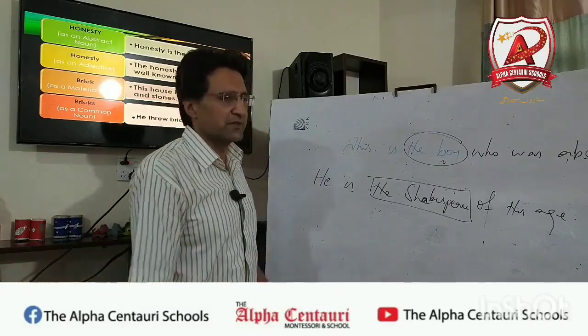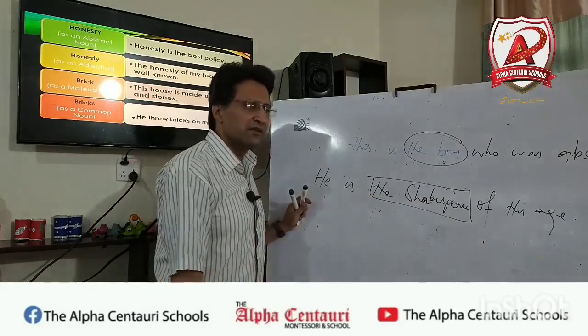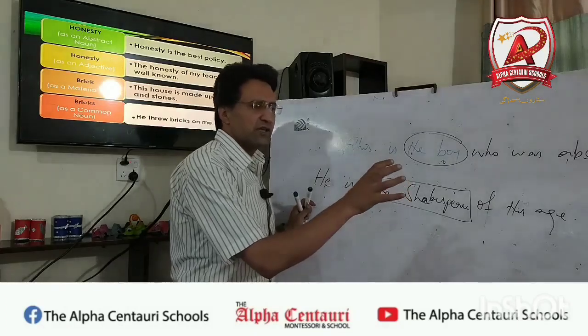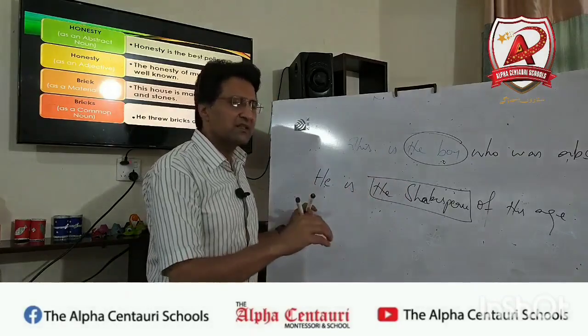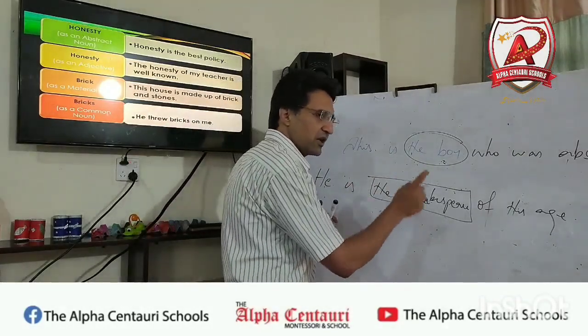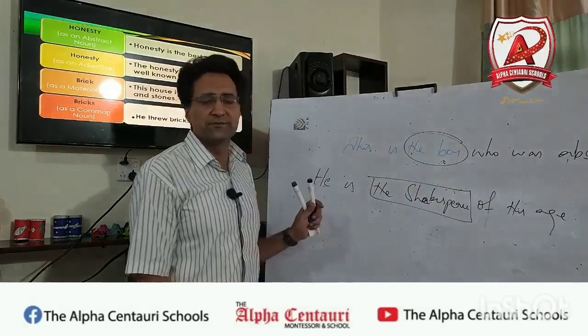But for example, I am saying that he is a Shakespeare of this age. He is a Ghalib of this age. For example, a certain person is doing poetry in the style of Ghalib. Clear? I am generalizing the name of Ghalib for that person. Now in this case, Shakespeare or Ghalib are not proper nouns. These are what? Common nouns.